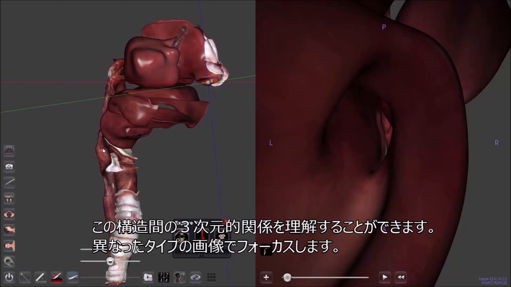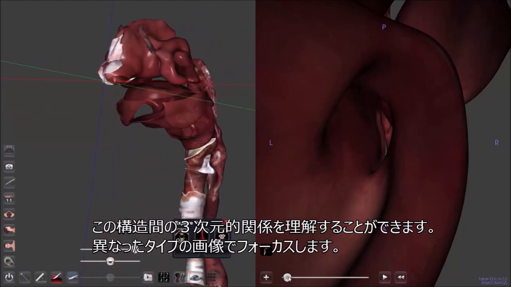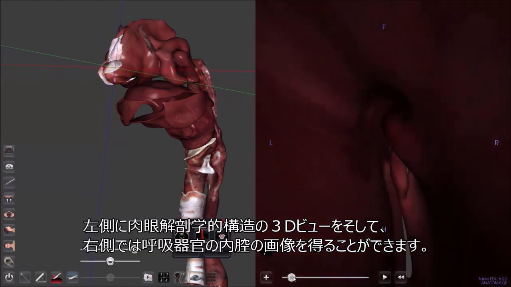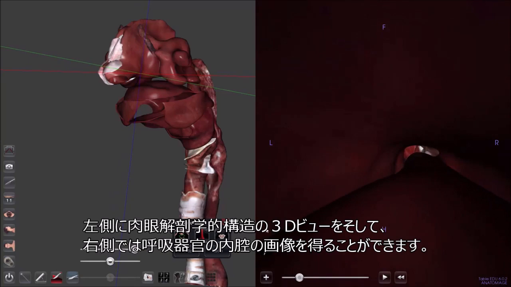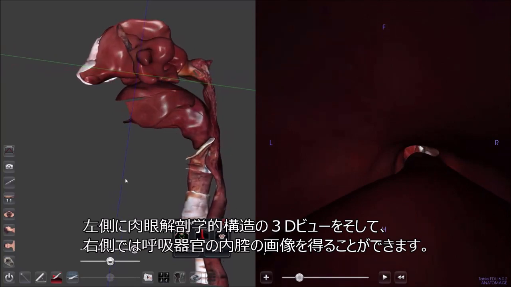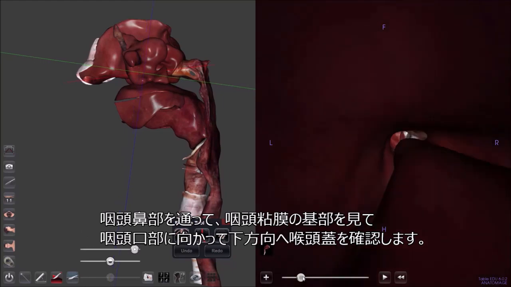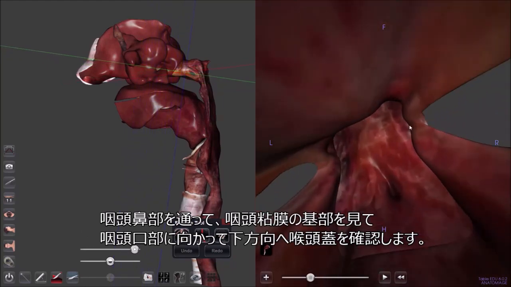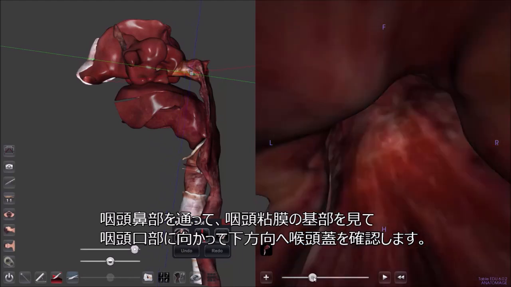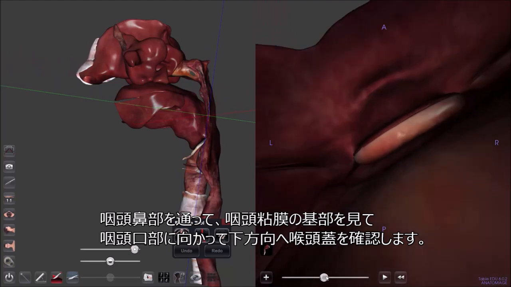So we can have the 3D view of the gross anatomy on the left side, and we can start to get another 3D view on the right side, where we can get a laparoscopic view inside of the respiratory system. So starting at the nasopharynx, we can slowly move through the nasopharynx in to see the base of the pharyngeal mucosa and descend downward into the oropharynx, where we can start to see the epiglottis.